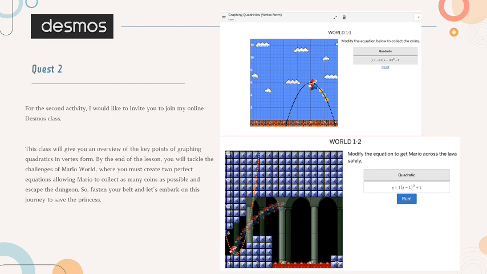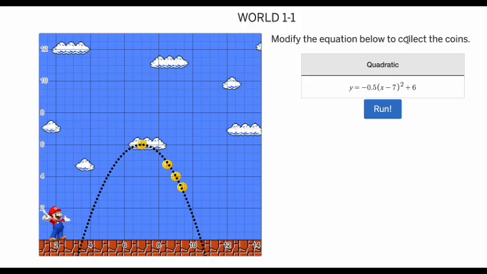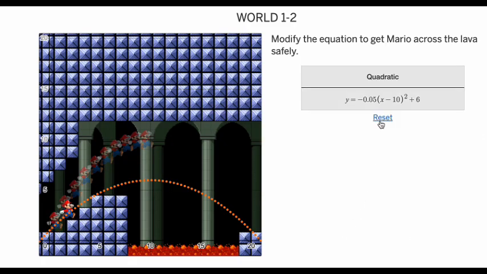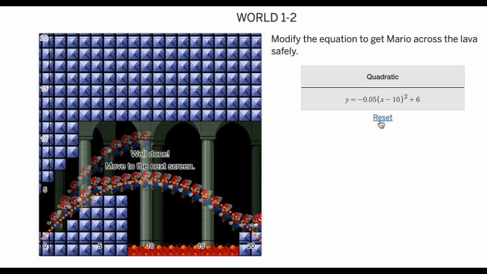Desmos Classroom is another online platform developed by Desmos. It provides plenty of digital tools designed to enhance the teaching and learning of mathematics through interactive and collaborative experiences. Here in this class, you will start a magical journey. By the end of the lesson, you will tackle the challenge of the Mario world, where you must create the perfect equation allowing Mario to collect as many coins as possible and escape the dungeon. Students have to modify their polynomial so Mario would run a perfect trace to collect all the golden coins and finally save our princess.